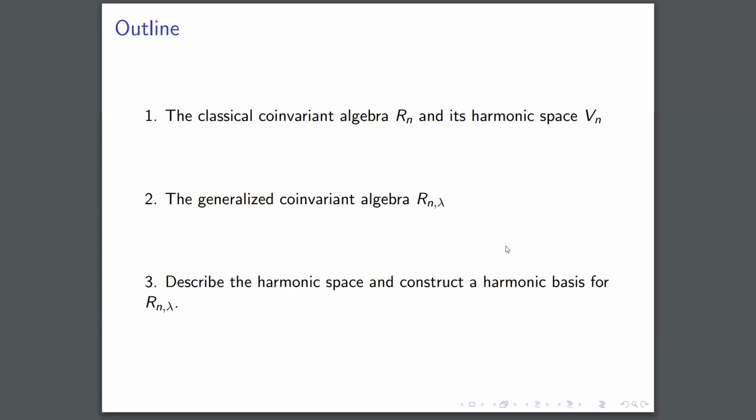In this talk, I will first describe the classical covariant algebra, Rn, and its harmonic space, Vn. Then I will generalize Rn into R_lambda, describe the harmonic space of R_lambda, and find a basis for that harmonic space.